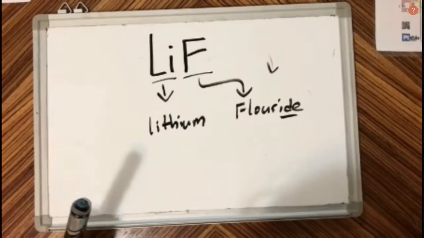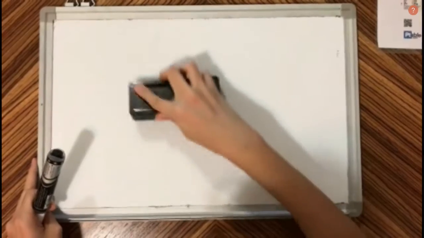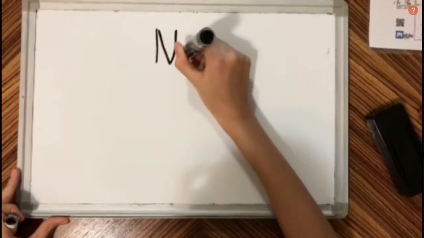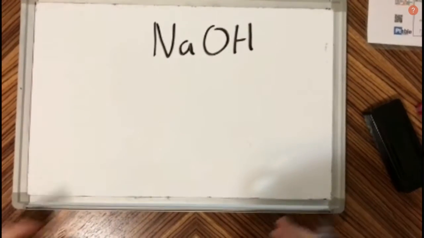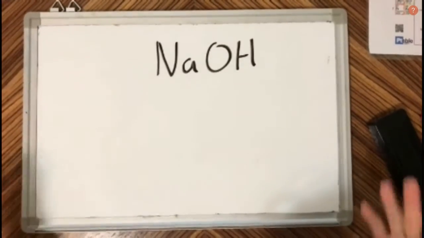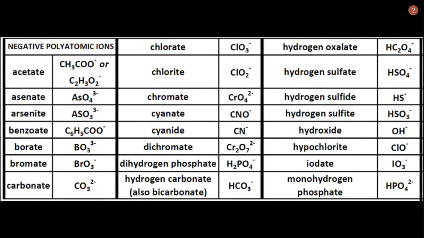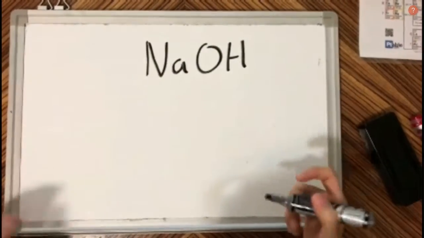And it doesn't matter if it's a metal or non-metal, it's the same with polyatomic ions. If the polyatomic ion is positive, then it's at the beginning. If it's negative, it's at the end. Now let's try an example with a polyatomic ion. It's exactly the same. Here is NaOH. A polyatomic ion chart is going to pop up, so you know some polyatomic ions. There are many, but right now we're just going to use this one.